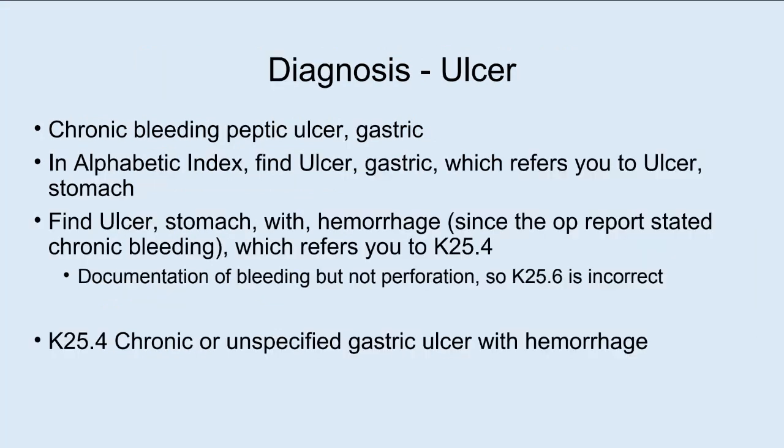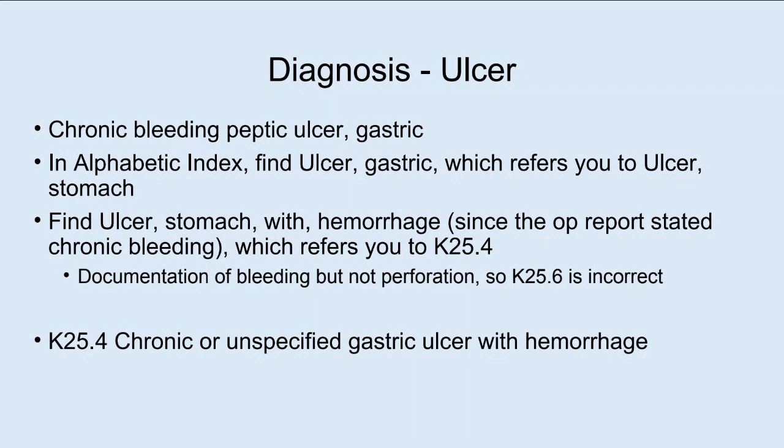So let's go ahead and find that. We'll look in the alphabetic index, look up ulcer, gastric, which refers you to ulcer, stomach. So find ulcer, stomach, with hemorrhage, since the op report stated chronic bleeding, which refers you to K25.4. Note that there is an indent for bleeding with perforation, but that's not documented. So K25.6 would be incorrect. So the diagnosis so far from the alphabetic index is K25.4, chronic or unspecified gastric ulcer with hemorrhage.